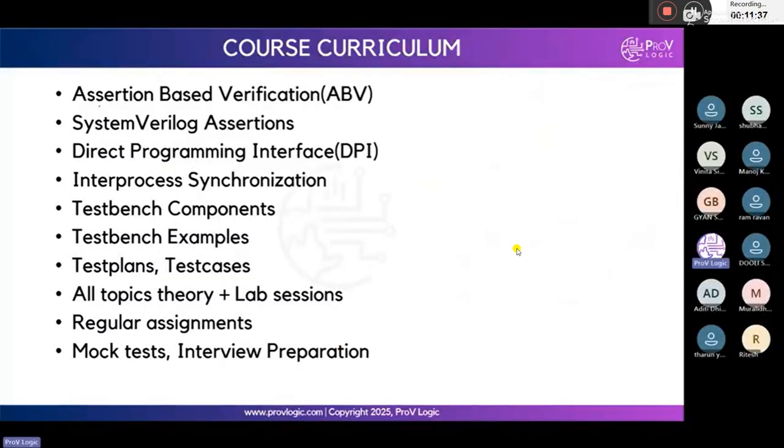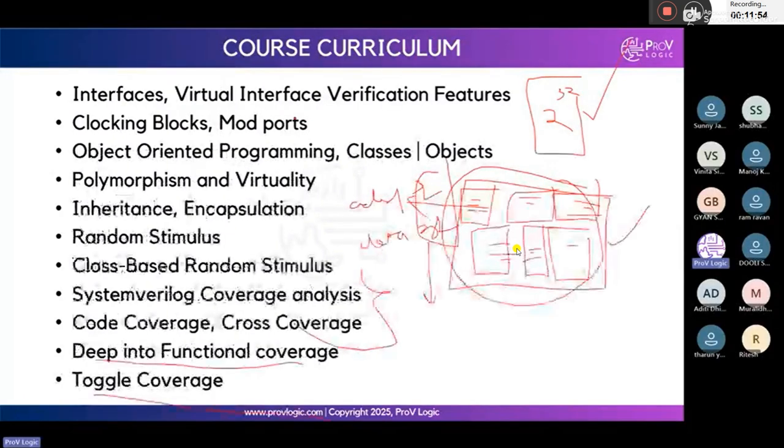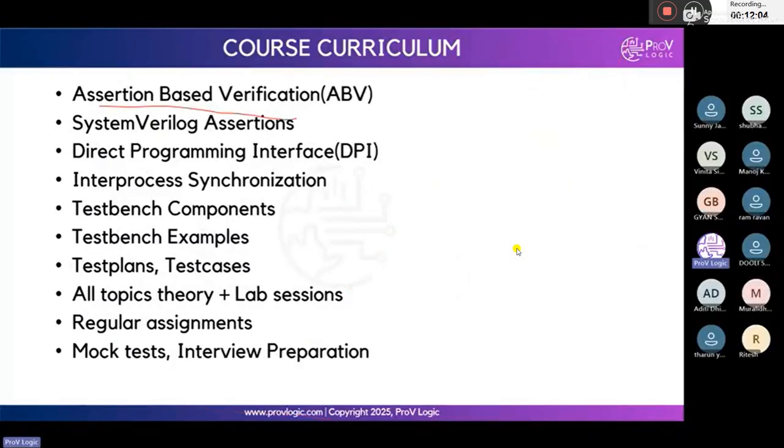And another most important topic, assertion based verification. If you are a fresher, you can avoid this, but if you are experienced, you need to learn deep into assertion based verification. It is just validating the behavior of a design. Before, I told you about verifying the functionality of a design, and there is a big difference between verifying the functionality of a design and validating the behavior of a design.